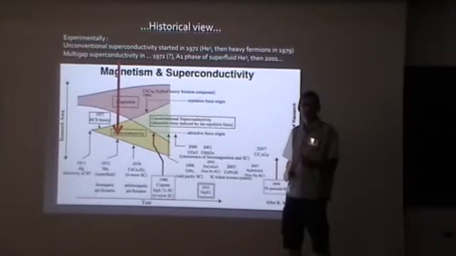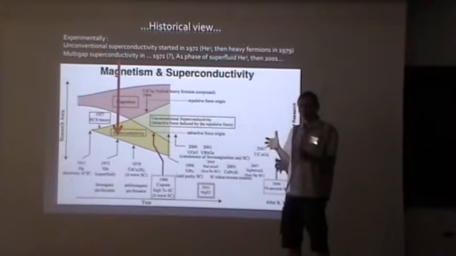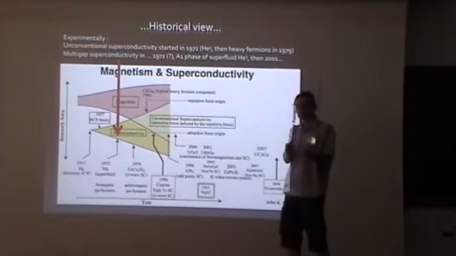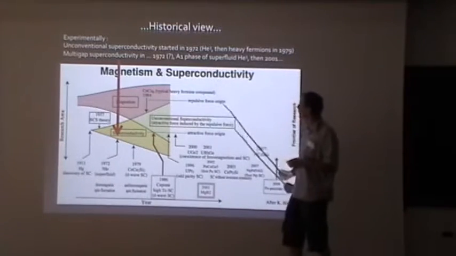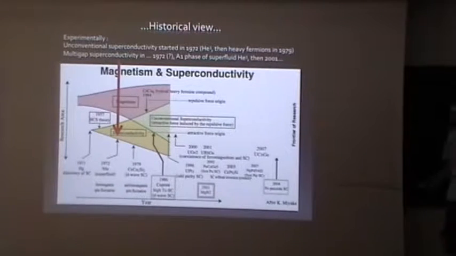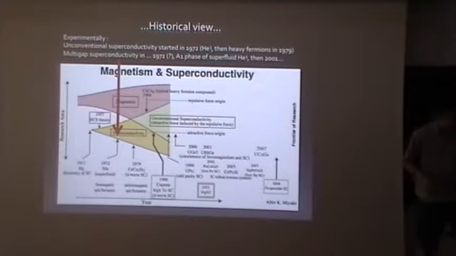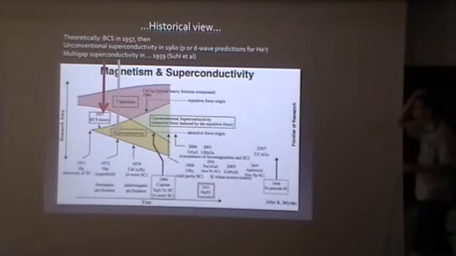So if you put superfluid helium 3 under a magnetic field, you have one phase where only one of the two Fermi surfaces becomes superfluid first. The other one remains almost normal. So experimentally, both started, I would say, with superfluid helium 3. So multigap really started with the magnetic field. But theoretically, it was even much earlier.